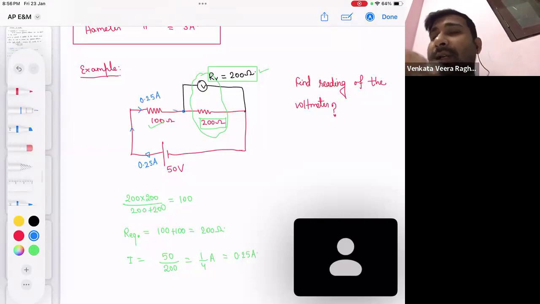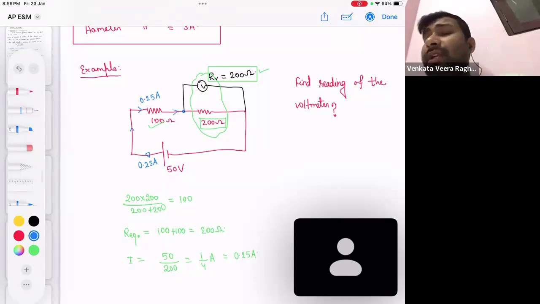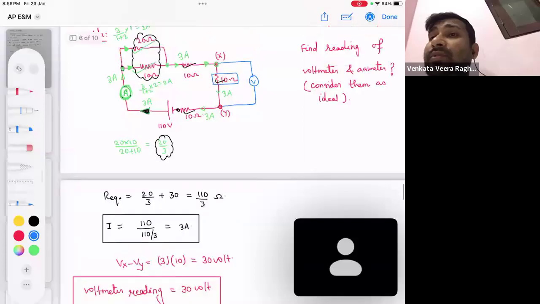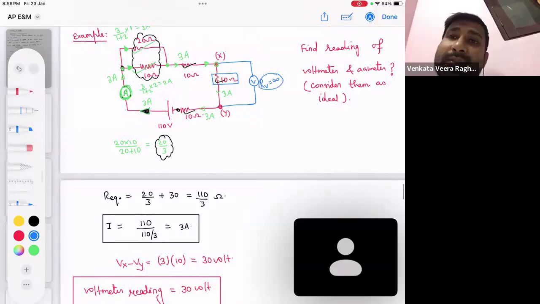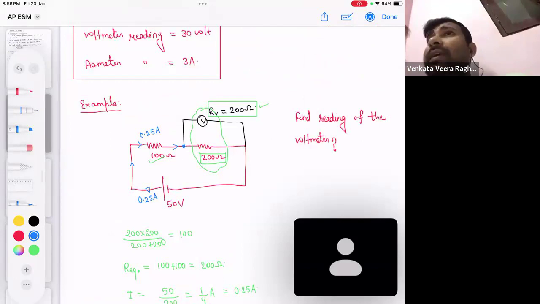The current of 0.25 ampere will reach here. Now tell me, is this current going to distribute? You will say, sir, earlier you did not distribute. Yes, earlier I did not distribute in the voltmeter, because earlier the voltmeter was ideal, so it had infinite resistance. The ammeter was ideal, so it had zero resistance in the last question. So that's why I did not give any current to the voltmeter. But here the voltmeter and the 200 ohm have comparable resistance, so here the current will distribute.